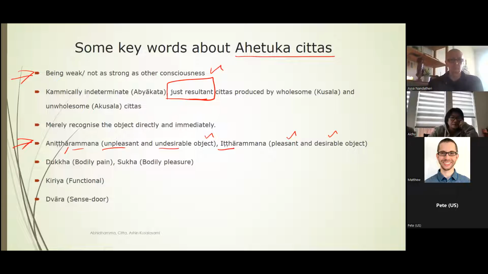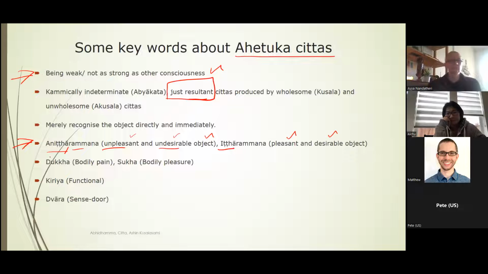Nowadays you can see a lot of unpleasant and undesirable objects, like in Myanmar, in Ukraine, and everywhere in the world. There are a lot of unpleasant and undesirable objects. This is called Anitta Ramana. Here we are teaching and learning the Abhidhamma and talking about good things, the good mind, wholesome and unwholesome. This is a pleasant and desirable object. This is called Ittha Ramana.